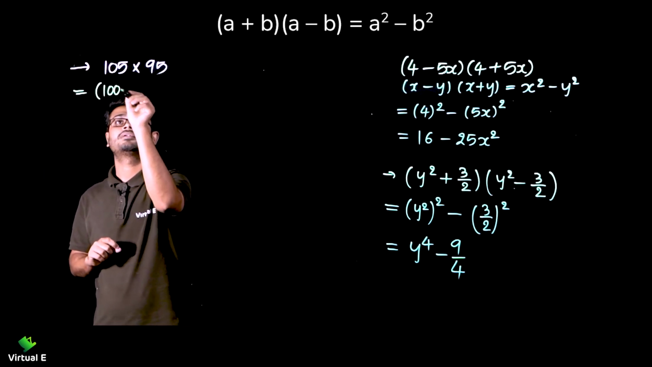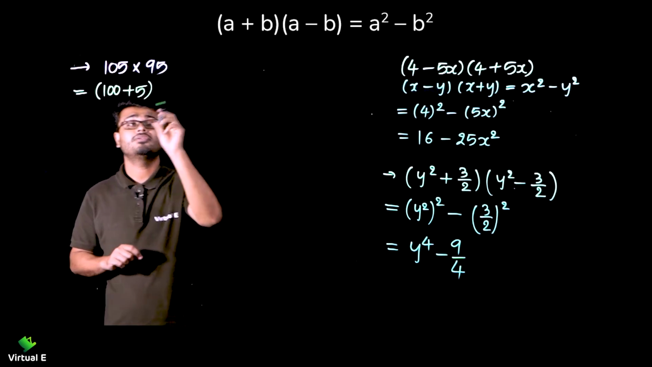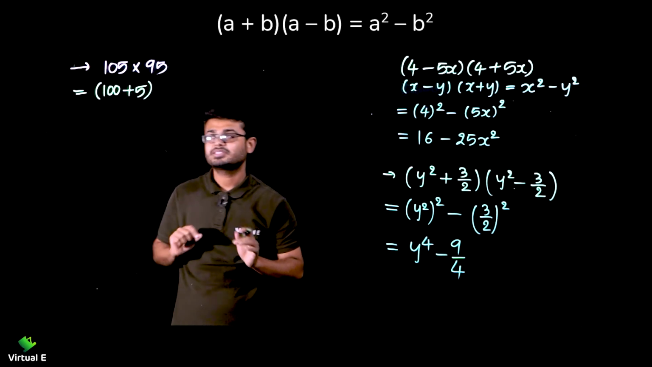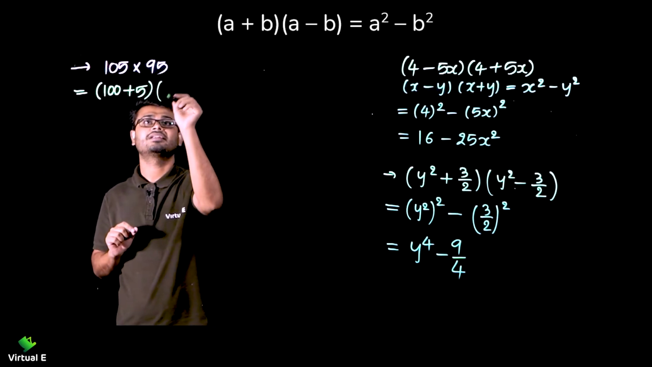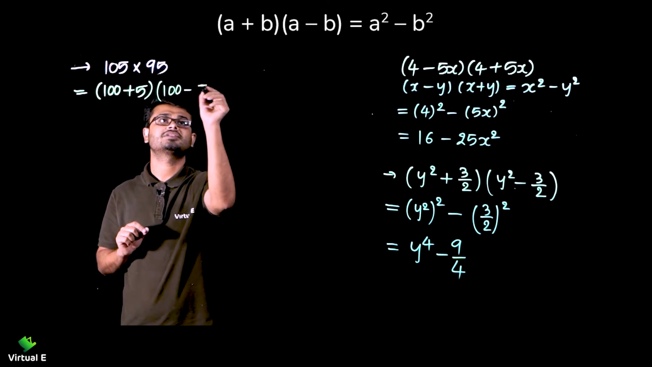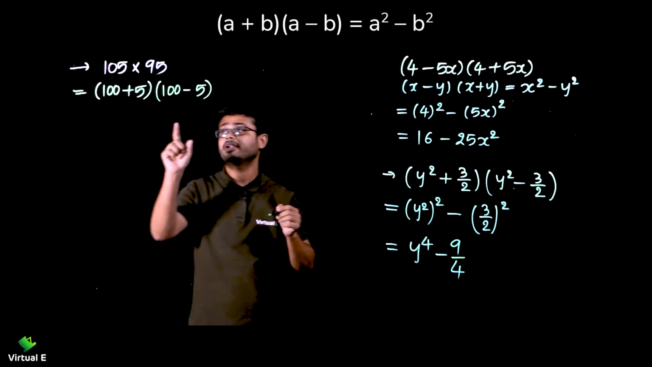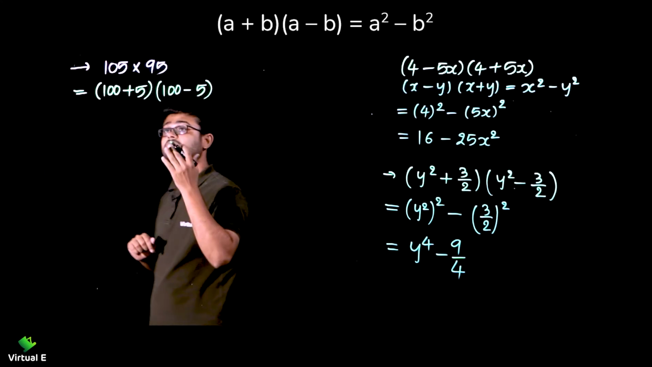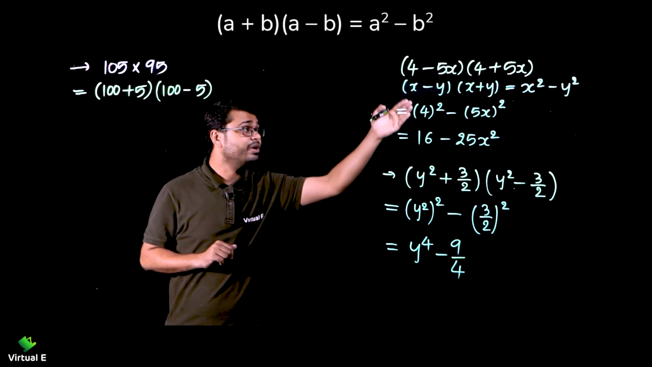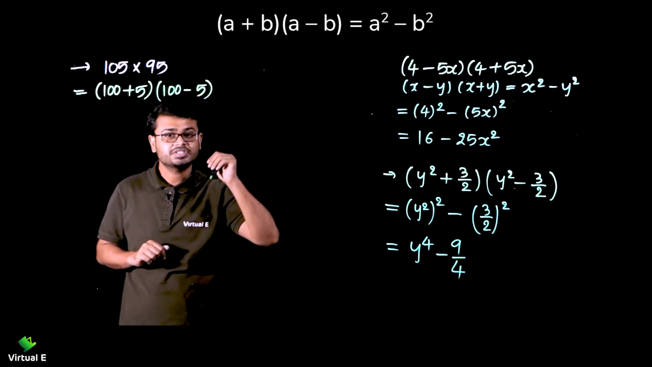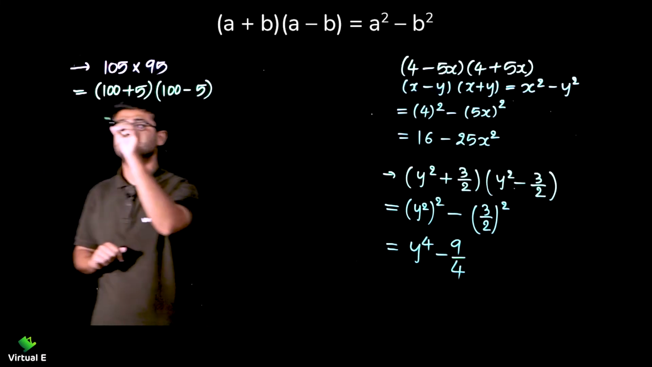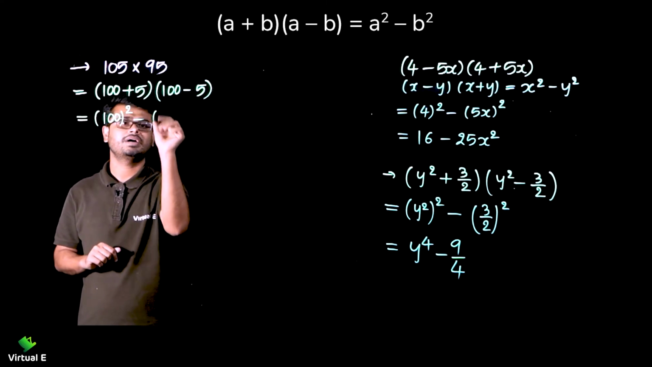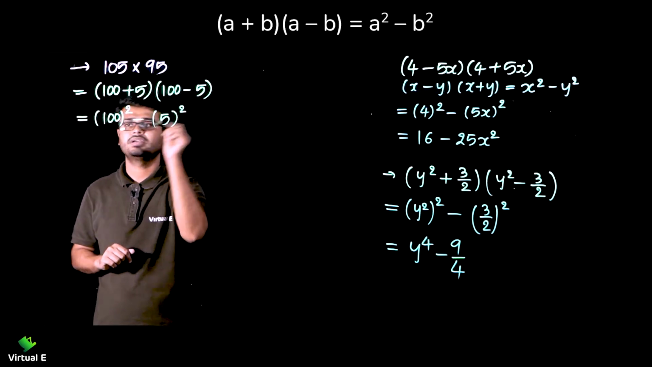So 100 plus 5. Now if I write another bracket, it should be the same numbers but with subtraction. So obviously I will be getting 95: 100 minus 5, right? 100 plus 5 and 100 minus 5. Very simple. Now what's the answer of that one? That is the x square minus y square form: square of the first number minus square of the second number. So here we can write 100 square minus 5 square.